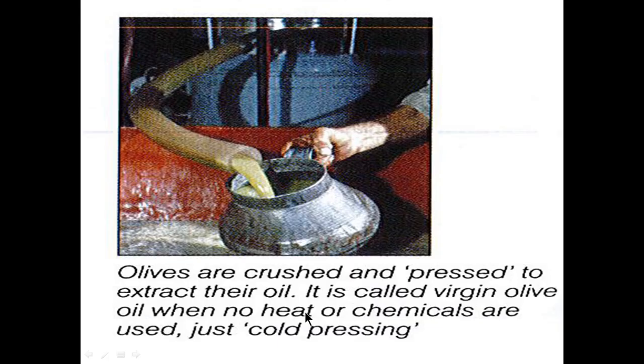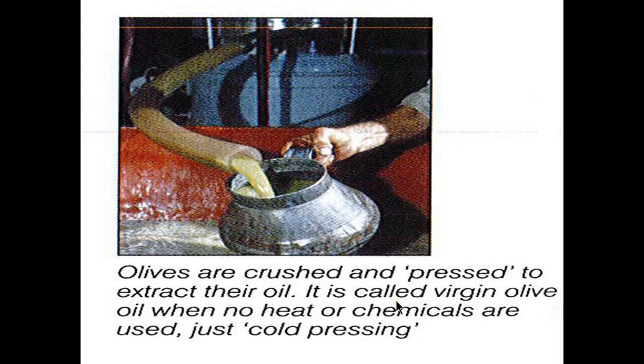So here the olives are crushed and pressed to extract their oil. It is called virgin olive oil when no heat or chemicals are used. It is just by cold pressing that we get the olive oil from this method.